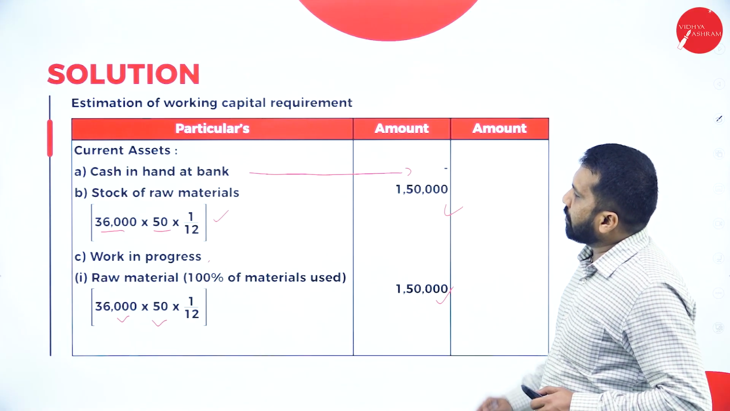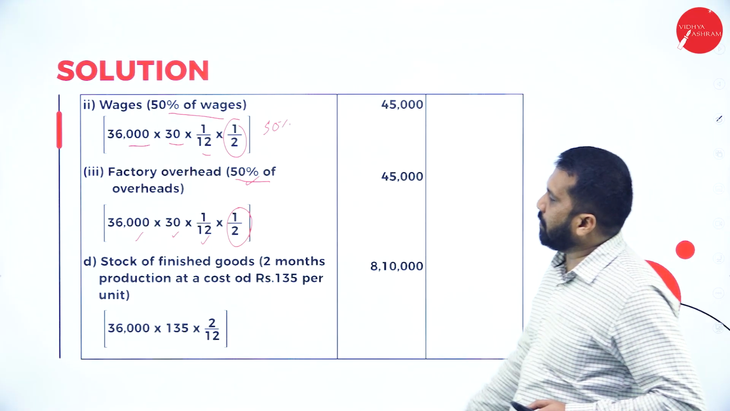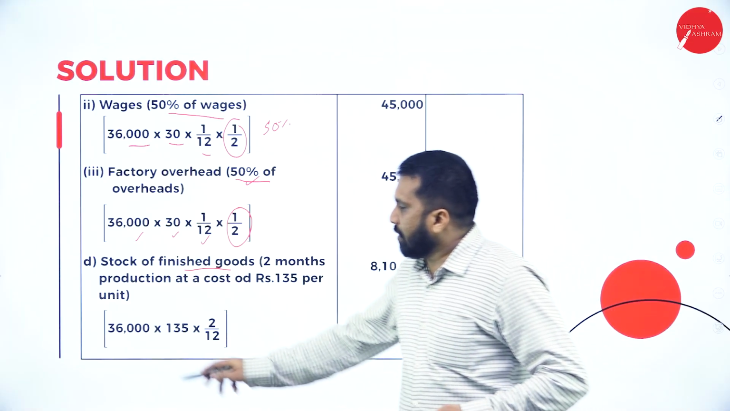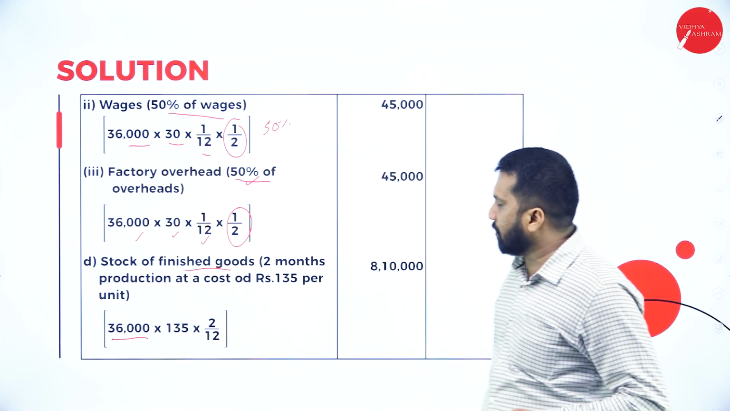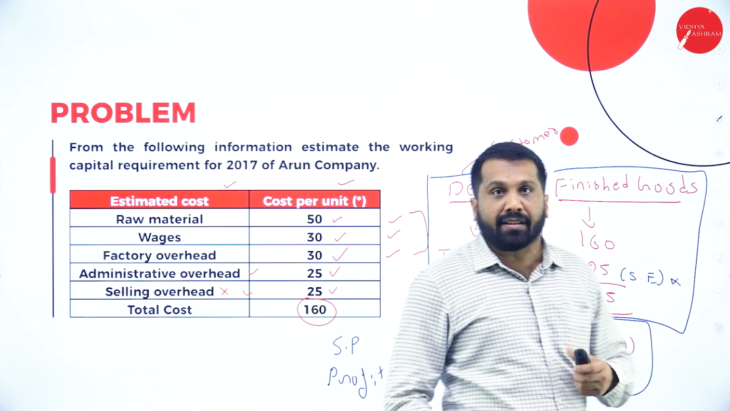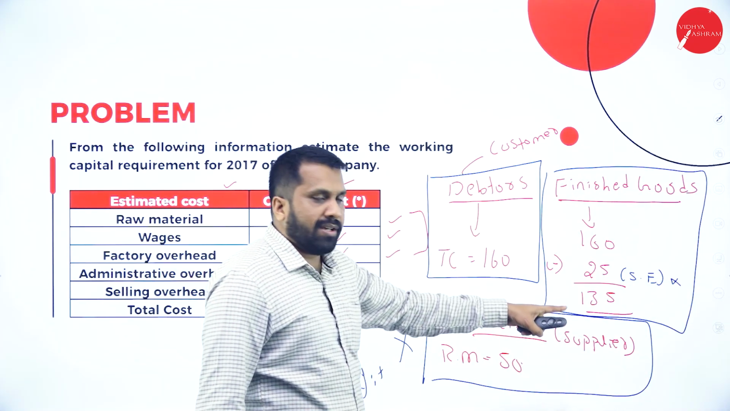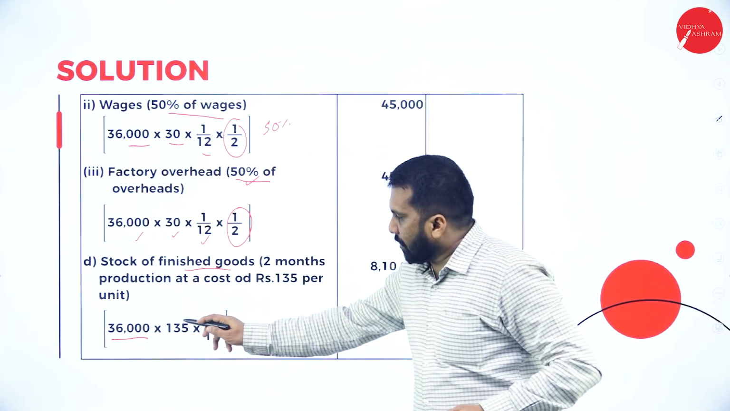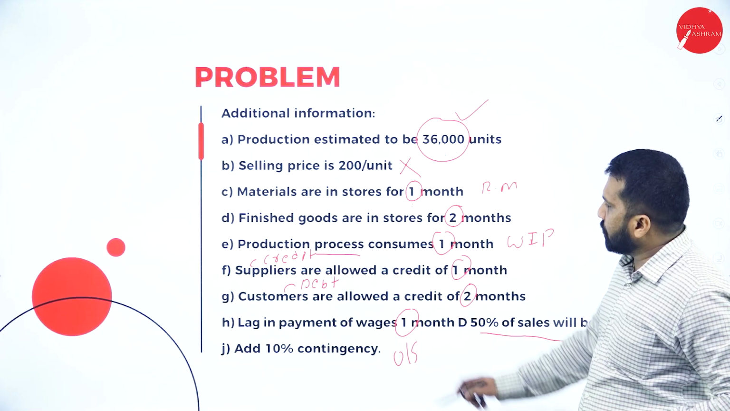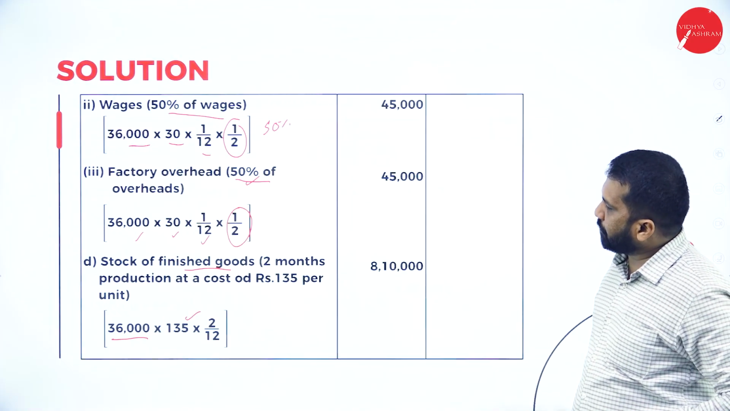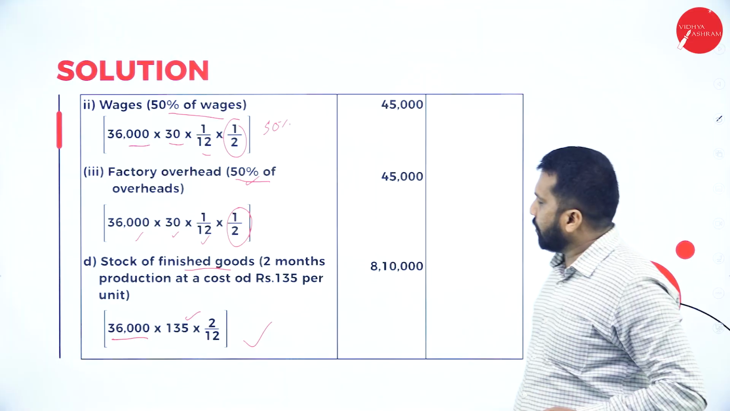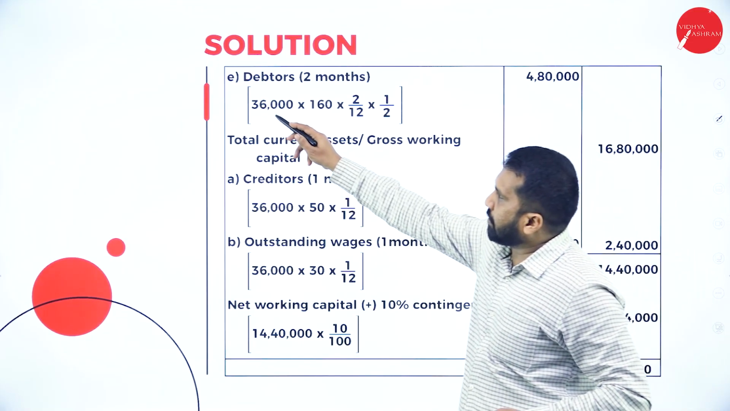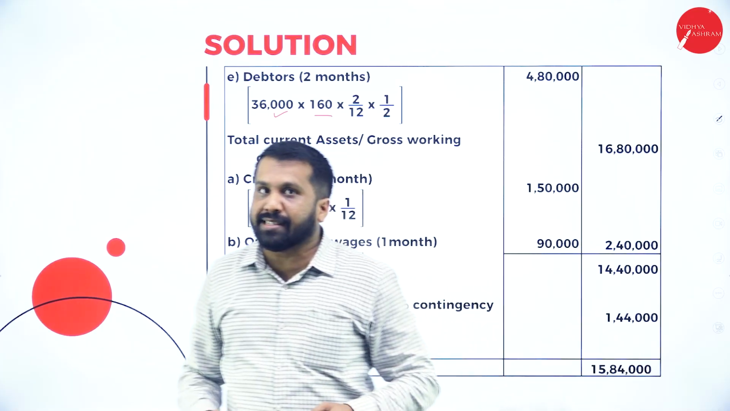Then, once you are done with that, the next part will be stock of finished goods. As I told you, don't go for the price again. 36,000 units. How come you got 135? See, I have already done the calculation. Finished goods, what is the price? 135. We don't consider selling and distribution expenses. What is the number of months? Finished goods is 2 months. So 2 by 12. Your answer is 8,10,000.